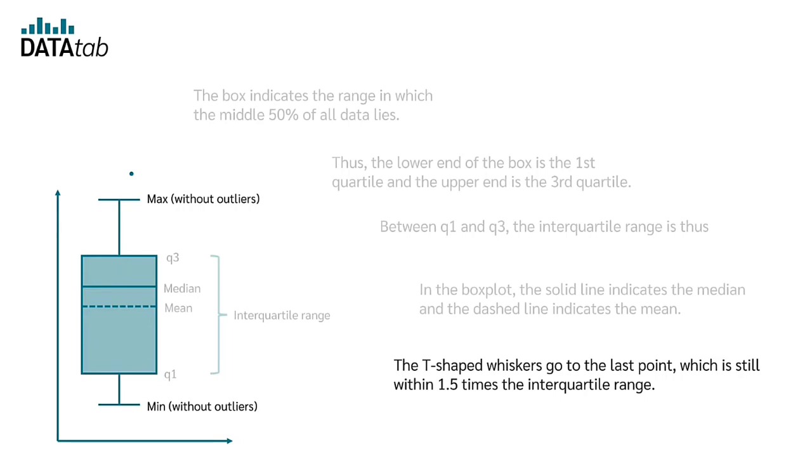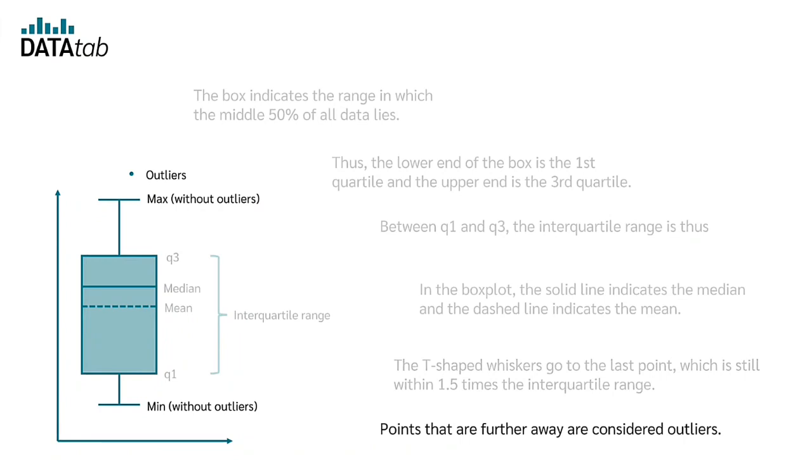Therefore, if you have an outlier, the T-shaped whisker goes up to 1.5 times the interquartile range. If there is no outlier, the whisker is the maximum value. The same is true for the lower whisker, which is either the minimum value or 1.5 times the interquartile range. Points that are further out are considered outliers. If no point lies further out than 1.5 times the interquartile range, the T-shaped whisker indicates the maximum or minimum values.